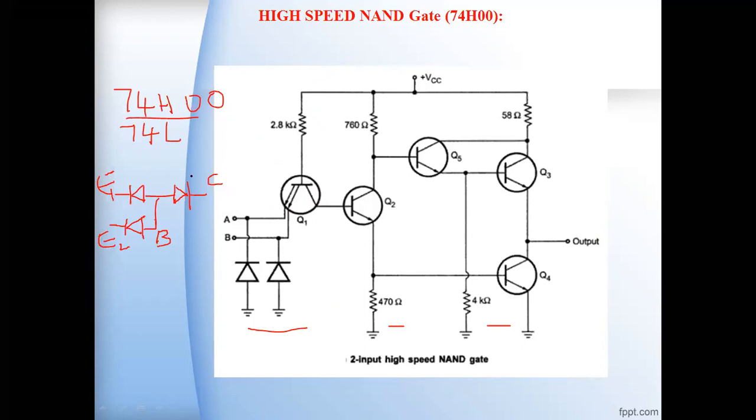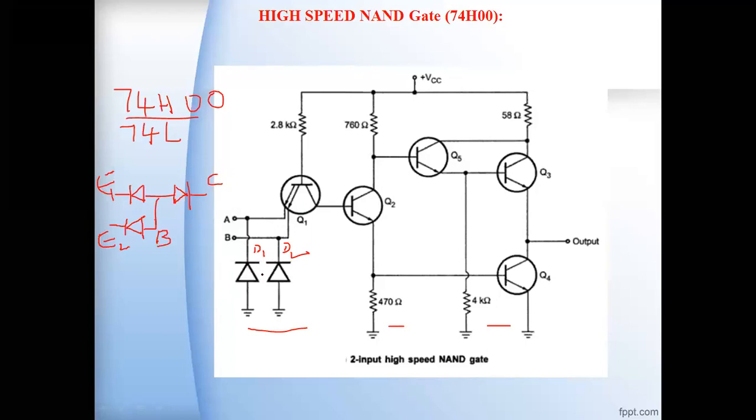But now we have an additional extra diode, which is the collector junction diode. So the multi-emitter transistor forms the diode AND gate. And what is the significance of these diodes here? Here we have the extra diodes, say D1 and D2. These diodes are called the protect diodes. These diodes are called the clamp diodes.